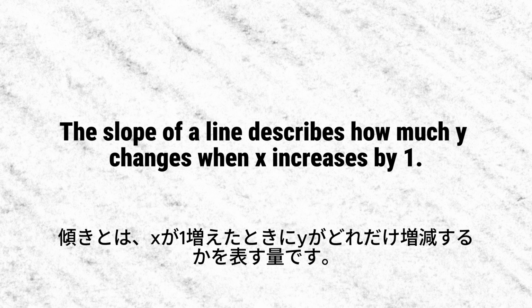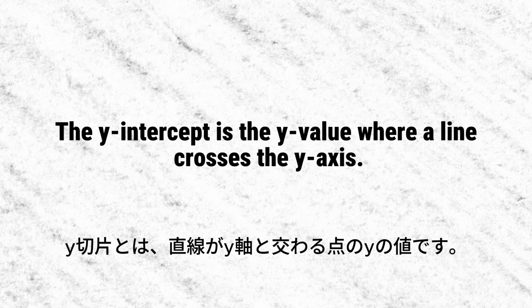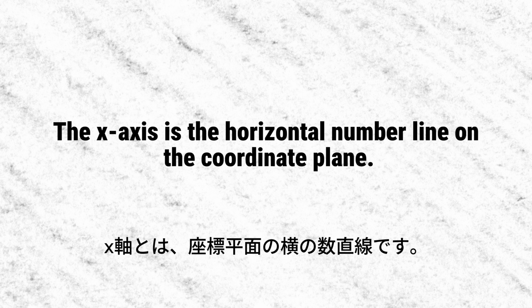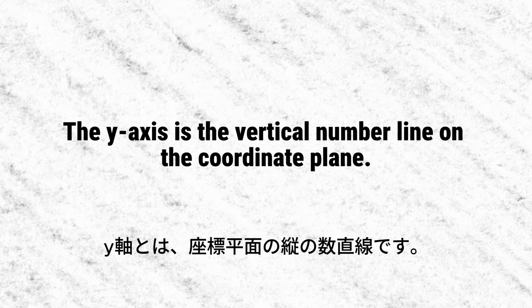The slope of a line describes how much y changes when x increases by 1. The y-intercept is the y-value where a line crosses the y-axis. The coordinate plane is a grid formed by a horizontal x-axis and a vertical y-axis. The x-axis is the horizontal number line on the coordinate plane. The y-axis is the vertical number line on the coordinate plane.